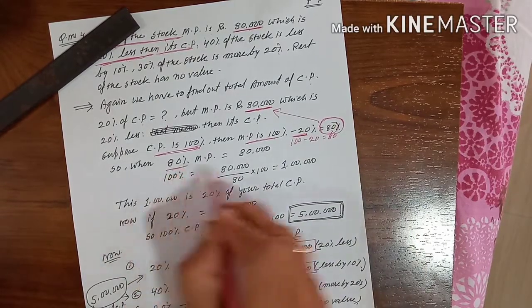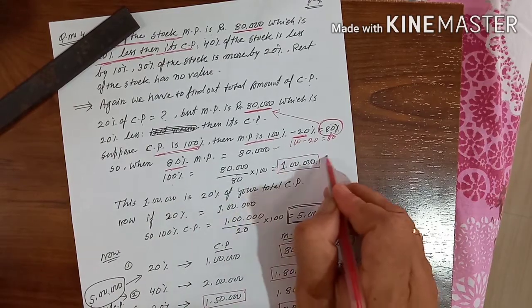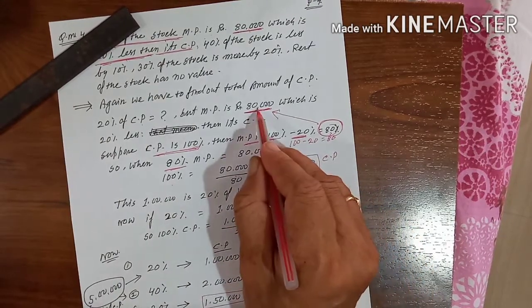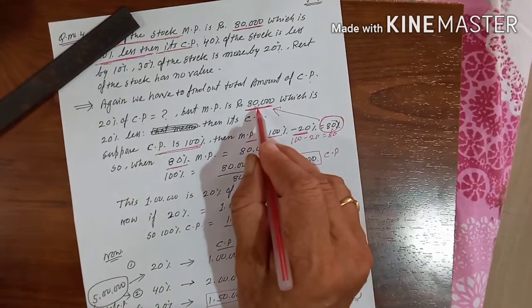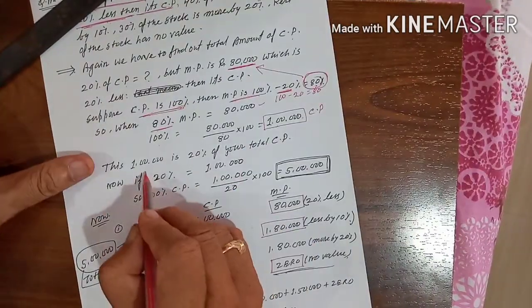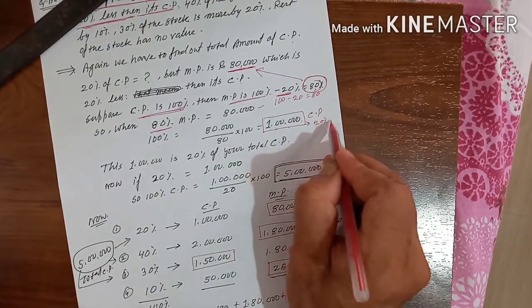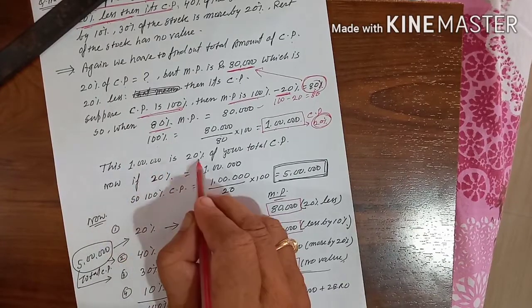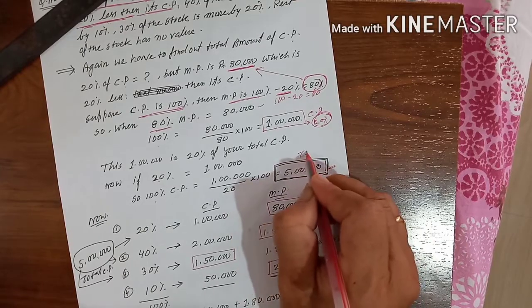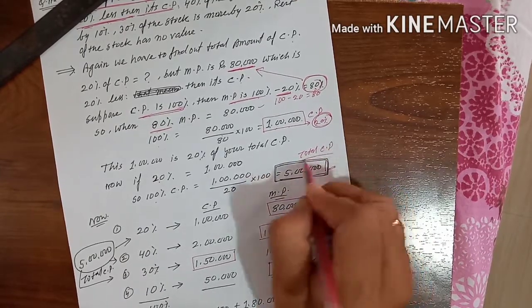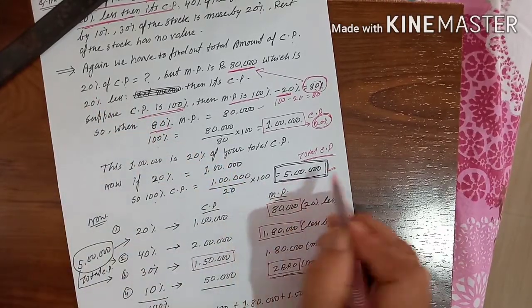So if 80% is 80,000, then 100% is 1 lakh. See, this is your CP, whose market price was 80,000. Now you check it: 1 lakh, 20% is 20,000. So 1 lakh minus 20,000 is equal to 80,000. You got it? Now, this 1 lakh is not the 100%. This 1 lakh is 20% of your total CP. So 20% CP is 1 lakh, so 100% will be 5 lakh. So 5 lakh is your total CP. Keep this in mind: I supposed this only for 20%, but actually your CP is 5 lakh.